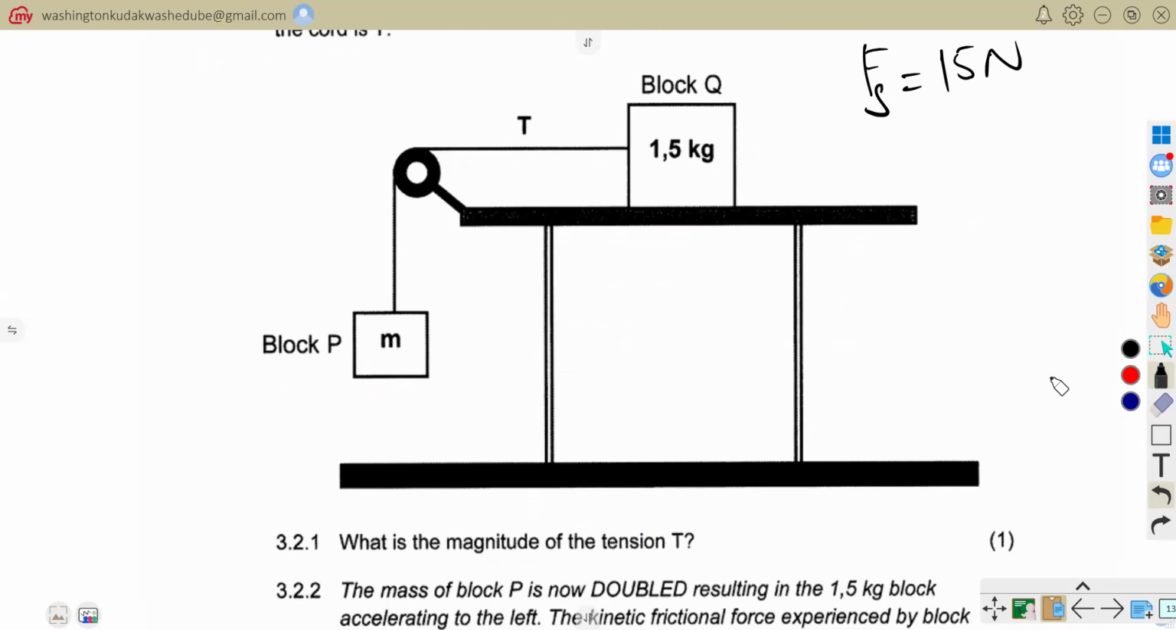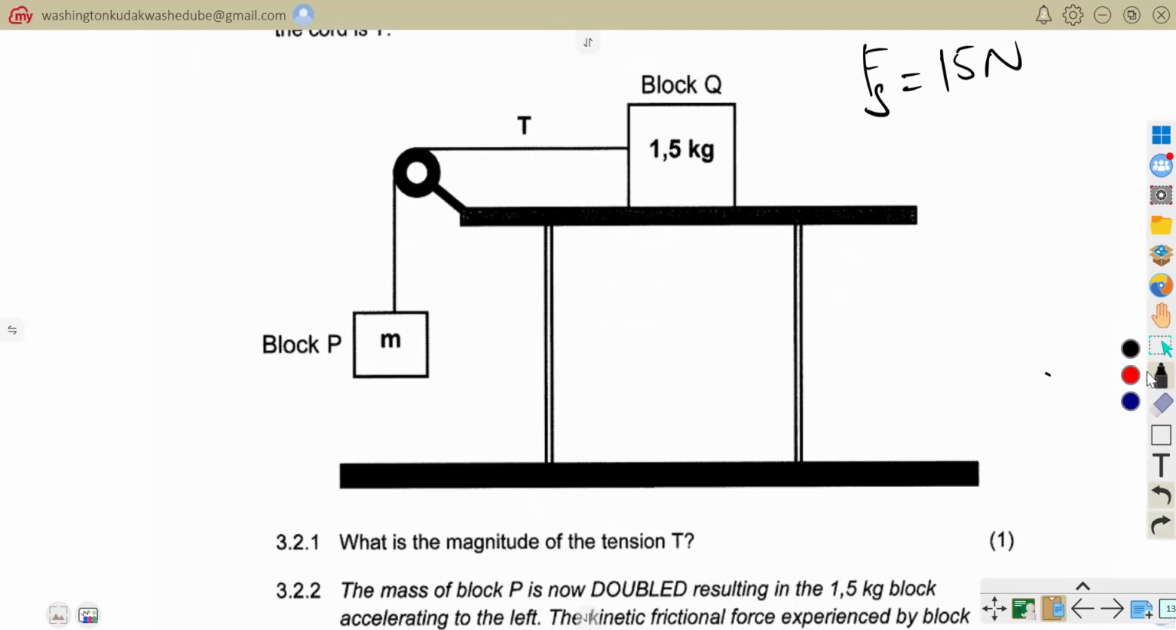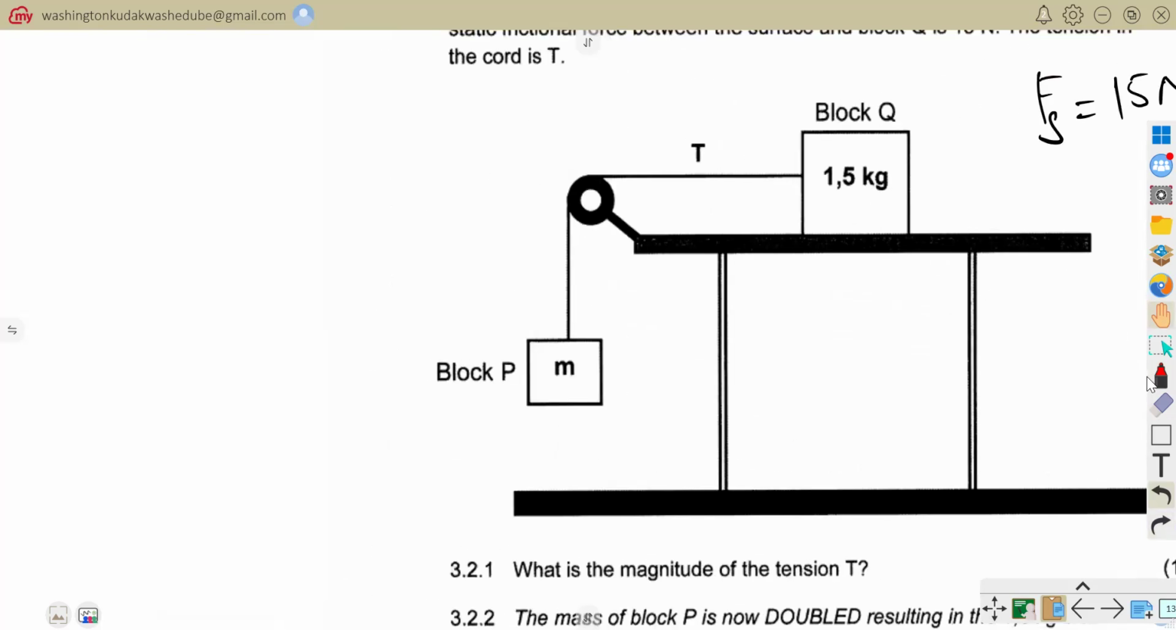One thing that I would advise when you are answering these questions is that you need to look into the forces that are acting on each individual block. For example, I would go on and say, let's look into the forces that are acting on block Q and the forces that are acting on block P separately. So you would come and say forces acting on block P, and you would determine those forces.